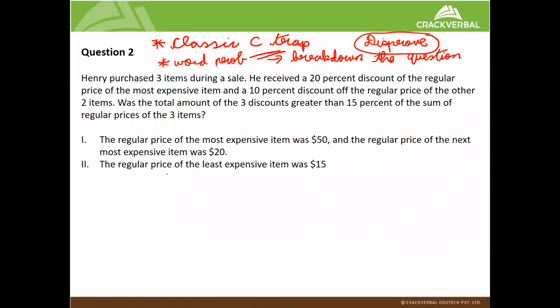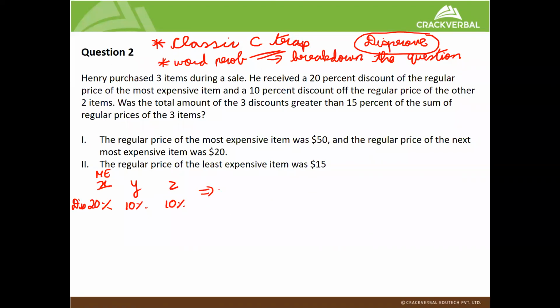Henry purchased 3 items during a sale. So let me keep the regular prices of the 3 items to be X, Y, and Z. He received a 20% discount on the price of the most expensive item. So I'm keeping X to be the most expensive. And a 10% discount of the regular prices of the other 2 items. So 10% here, 10% here. And the question is asking me, was the total amount of the 3 discounts greater than 15% of the sum of the regular prices of the 3 items?